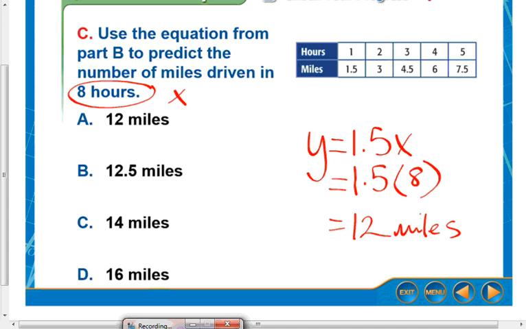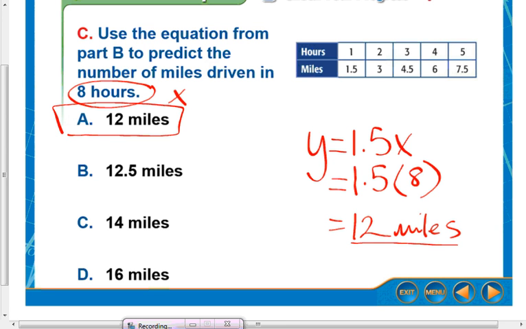Okay, ladies and gentlemen, welcome back. Of course, the answer is 12 miles. The first thing we have to identify is x hours, right? What variable is that referring to? Well, that refers to x, okay? And we plug it in, and we look at our final answer, okay?